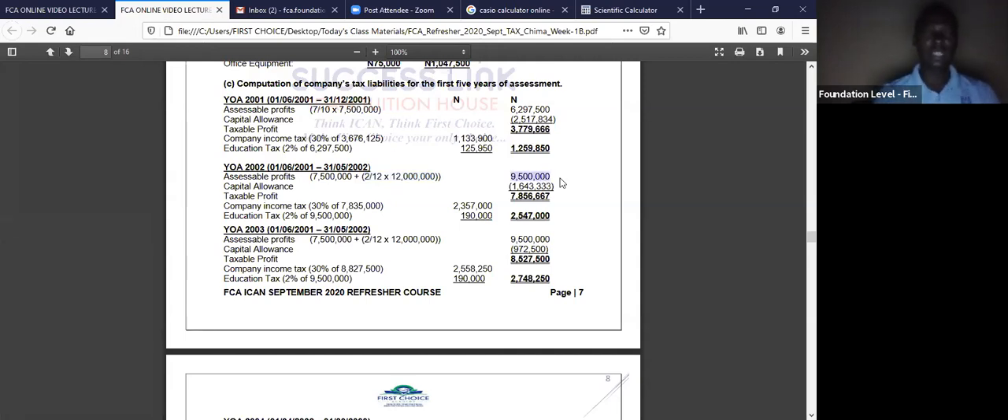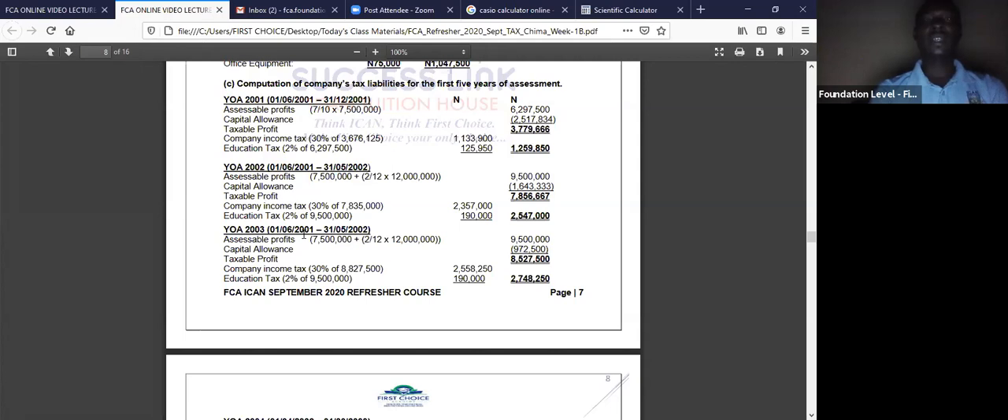Now that's our accessible profit. Then our capital allowance is the figure we got by doing capital allowances. When we less capital allowance from accessible profit, we have our taxable profit. It is from this taxable profit that we are going to charge tax, and from this accessible profit that we are going to charge education tax. Okay, that's fine.